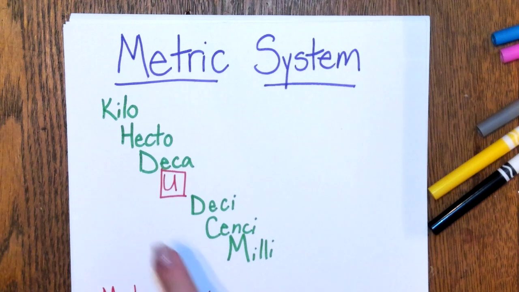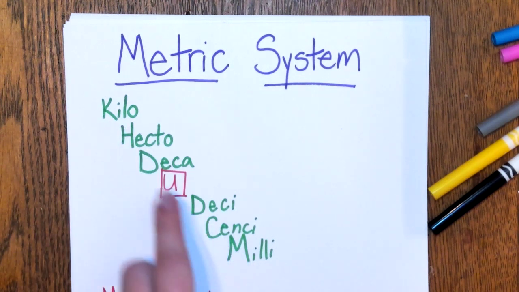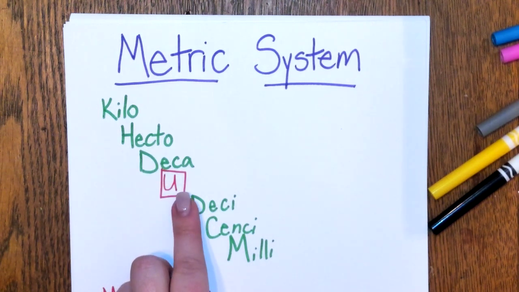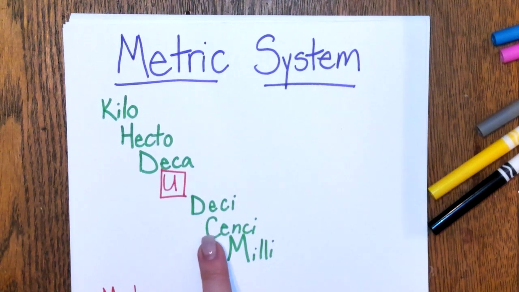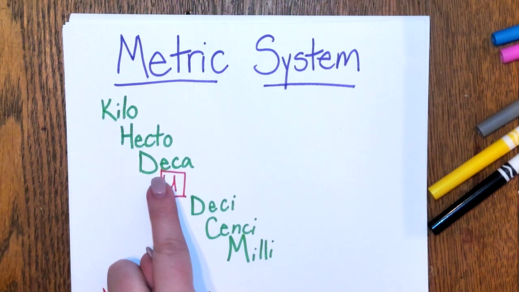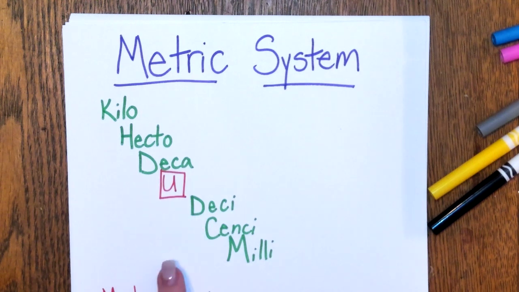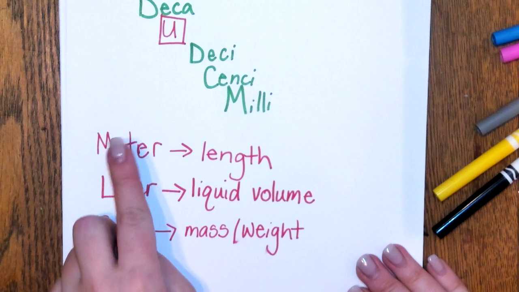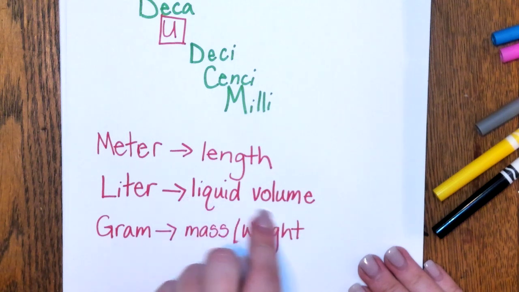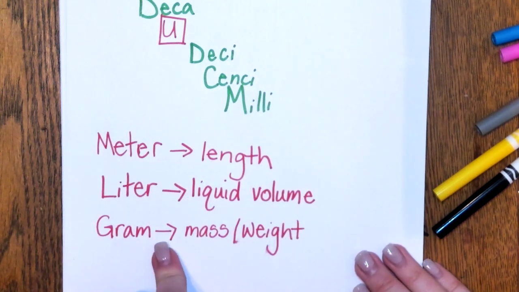When we write this out, we write it out like this. King Henry died unusually drinking chocolate milk. Kilo, hecto, deca, unit, deci, centi, milli. And our units are meters for length, liters for liquid volume, and grams for mass and weight.